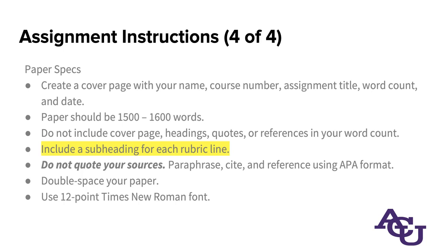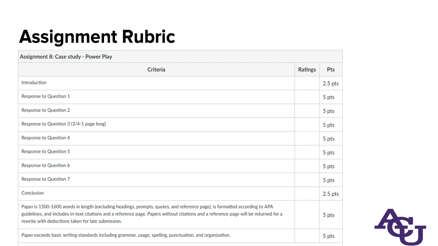Now, I've highlighted an instruction that people often miss because the paper specs, sometimes it's very simple and it ends with, oh, APA format, double-spaced, 12-point font. So I highlighted it to make sure you don't miss it. Include a subheading for each rubric line. So when we look at the rubric here, and it says, response to question 1, response to question 2, conclusion, etc., make sure you have a heading for that.